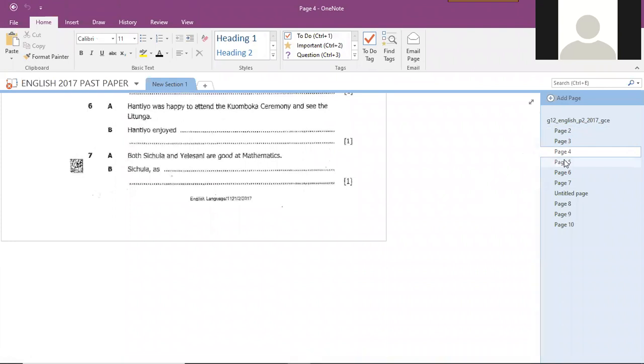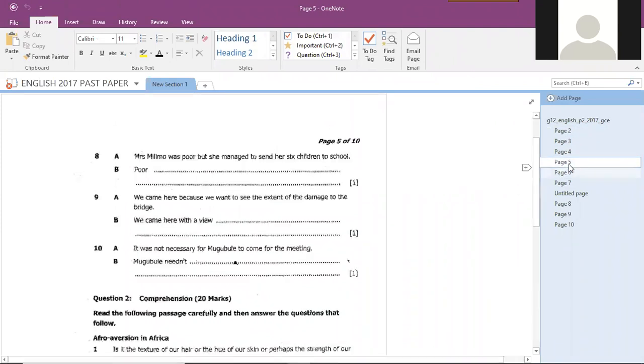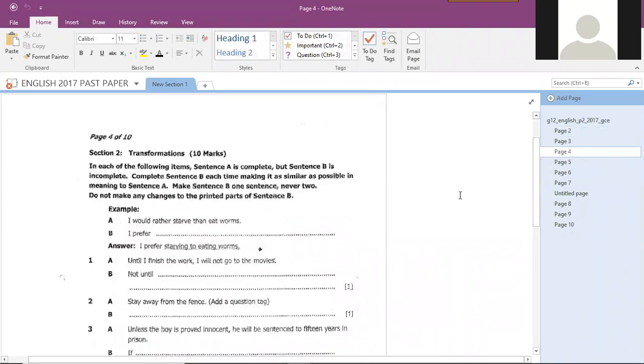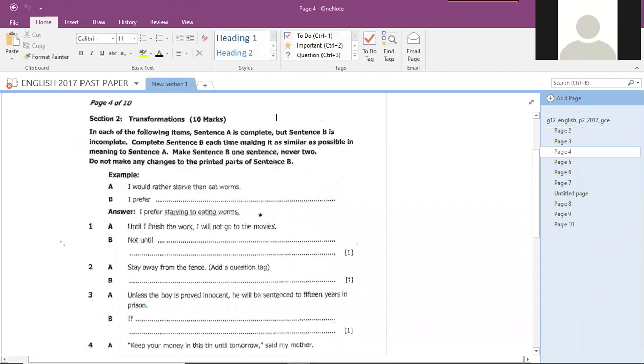There should be about 10 questions. Yeah, there are 10 questions. So these are called transformations and they are worth 10 marks. And the good part about transformations is that they are not like the previous questions where they are 20 and they carry half a mark. This one, once you just get it correct, you get it correct. And the other word for transformations, they are currently popularized in our Zambian syllabus among most teachers. They are normally known as rewrites.